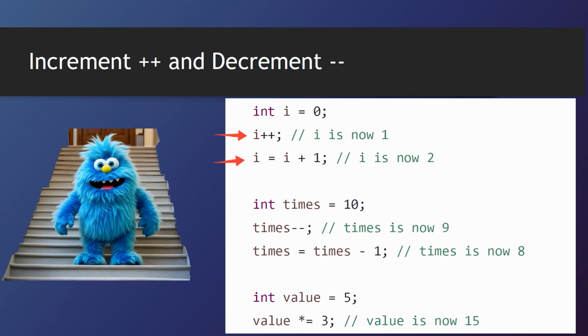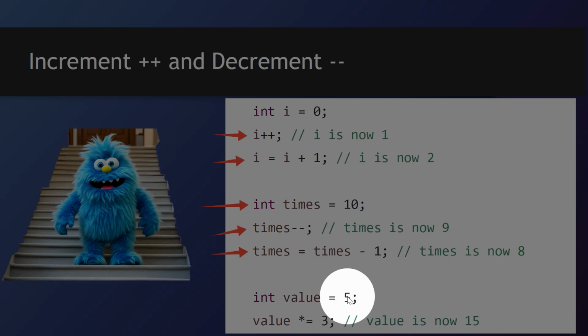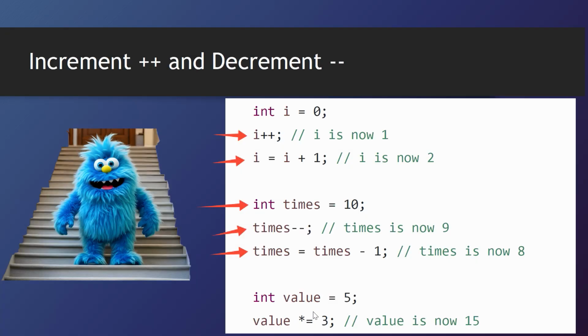In this example here, times has the value of 10. After we decrement using times minus minus, it has the value of 9. This would be equivalent to saying times equals times minus 1, which would then decrement the value to 8. You can create other assignment operators by combining an operator with the equal sign. For example, if value is 5, value times equals 3 is 15, and this is equivalent to value equals value times 3.